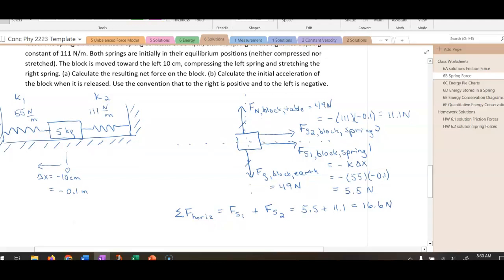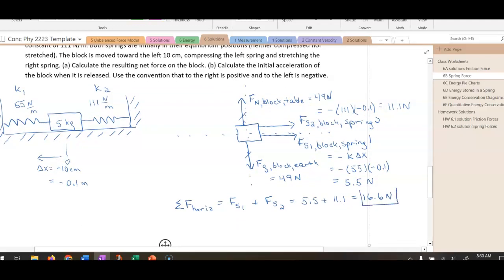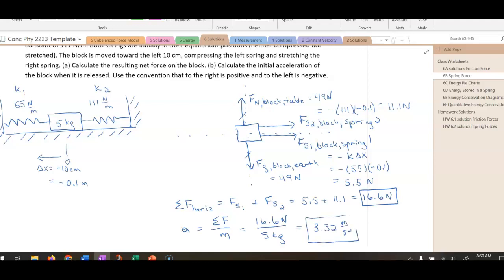And now that I know the net force, I can find the acceleration, which is the net force divided by the mass. 16.6 newtons divided by the 5 kilograms, which would be 3.32 meters per second squared. And since it's positive, just to say it again, this is to the right.